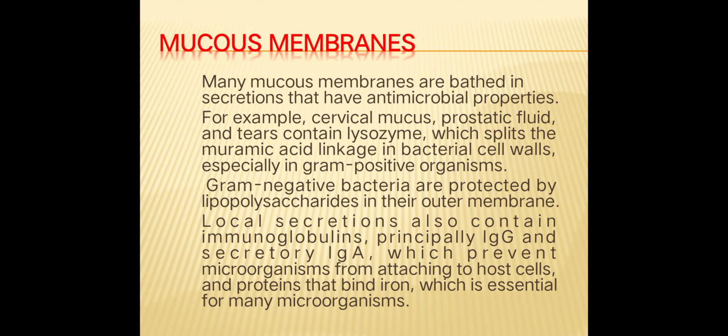Local secretions also contain immunoglobulins, especially IgG and secretory IgA, which prevent the microorganisms from attaching to the host cells, and proteins that bind iron, which is essential for many microbes.